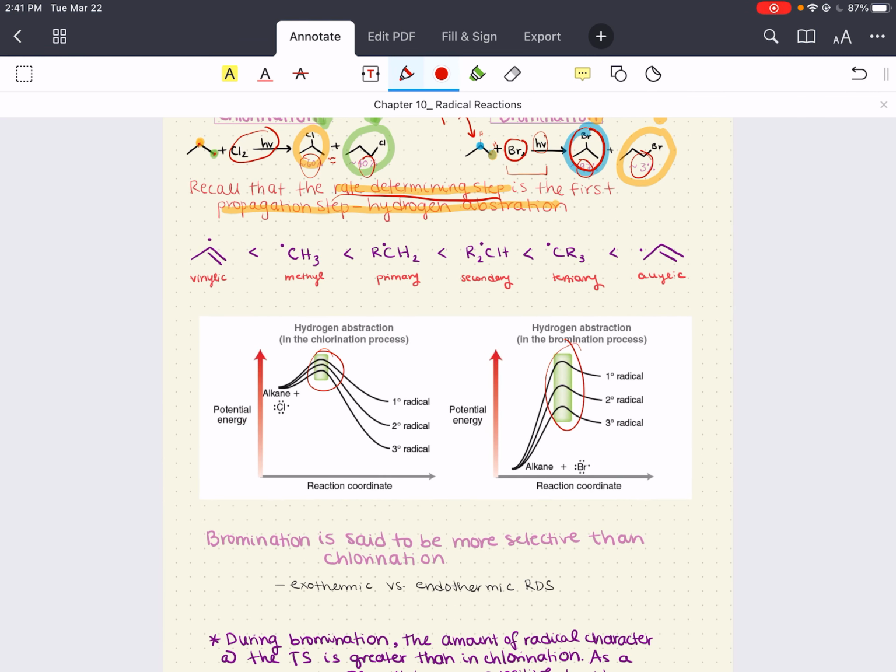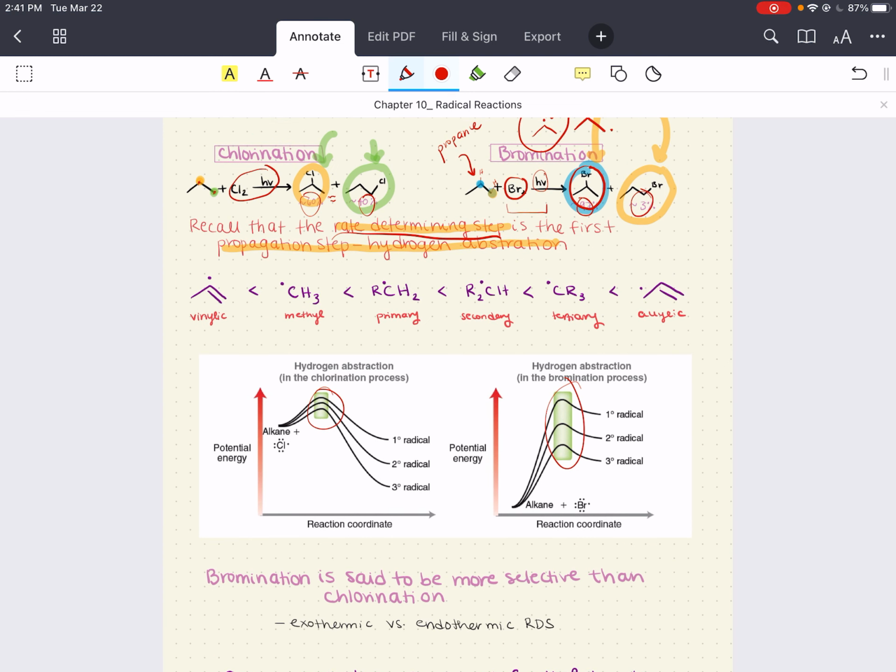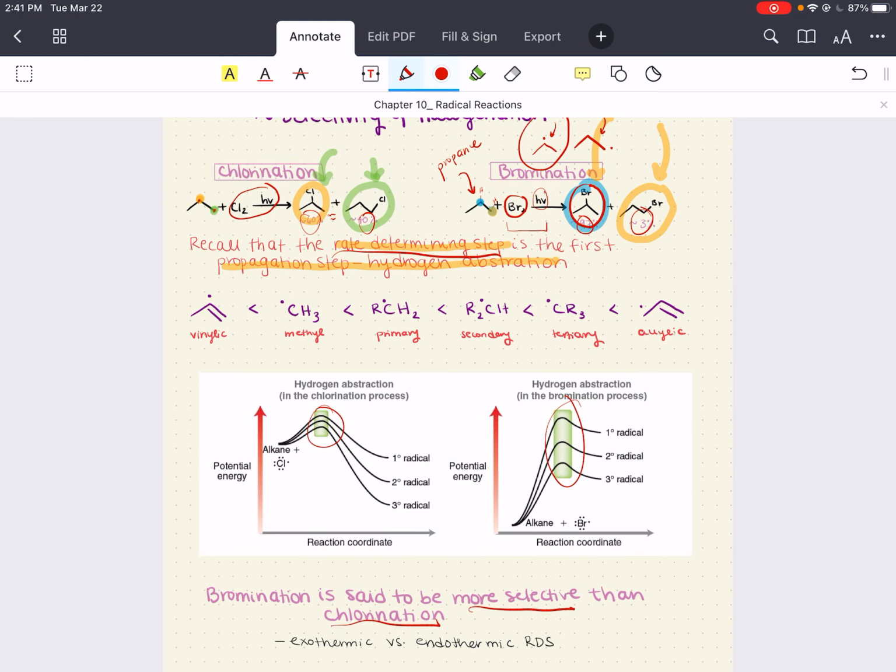So all of these reasons are why bromination is said to be more selective than chlorination, because of that rate determining step. The hydrogen abstraction in bromination is endothermic. And look at the discrepancy in the energy required to form a product from a tertiary radical, a secondary radical, and a primary radical. It is quite a bit different between the two. Hence why the product for the more stable radical is at such a greater yield than for the less stable radical, right?